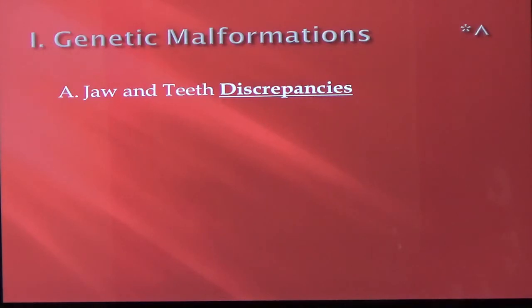So again, jaw and teeth discrepancies. Either the jaw's too big and the teeth are too small, or the teeth are too big and the jaw's too small. Whatever the case may be, there are discrepancies between the jaw and the teeth.